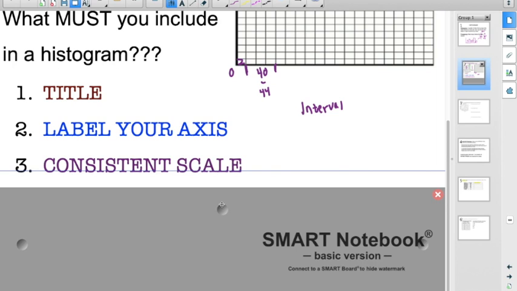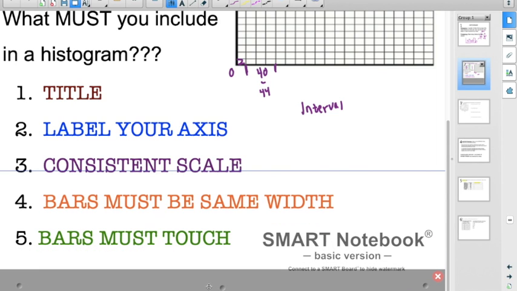Let's actually look at the last 2 steps. The bars must be the same width, and the bars must touch. In other words, for step 4, bars must be the same width. I used 1, 2, 3 spaces for my bars here, which means I'm going to have to use 3 spaces for my next bar, and then 3 spaces for my next bar, and then 3 spaces for my next bar, and so on and so forth. It needs to be consistent, okay?